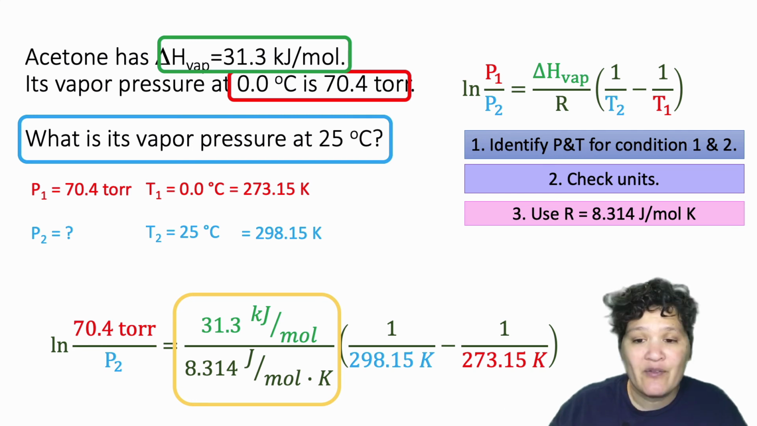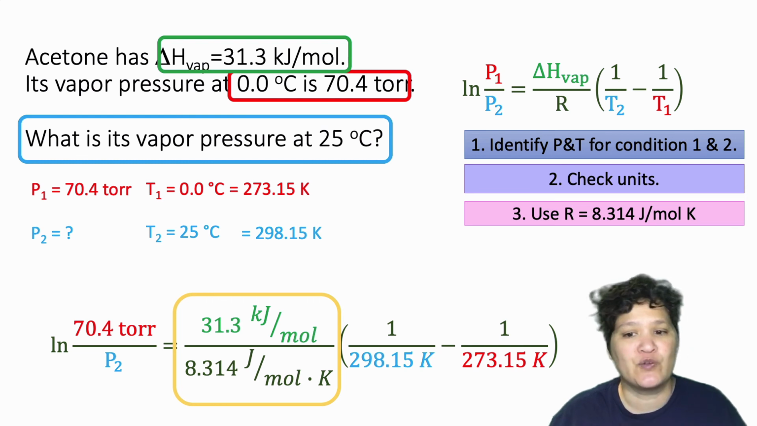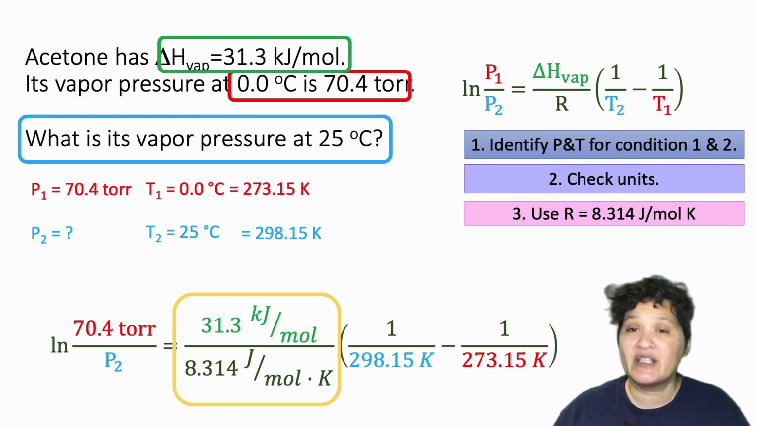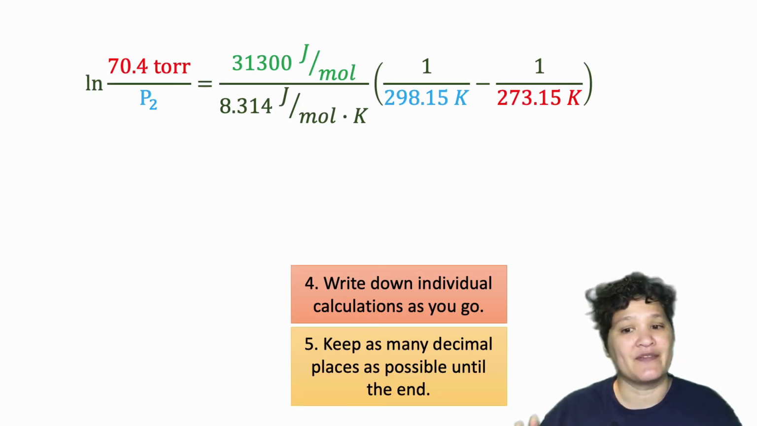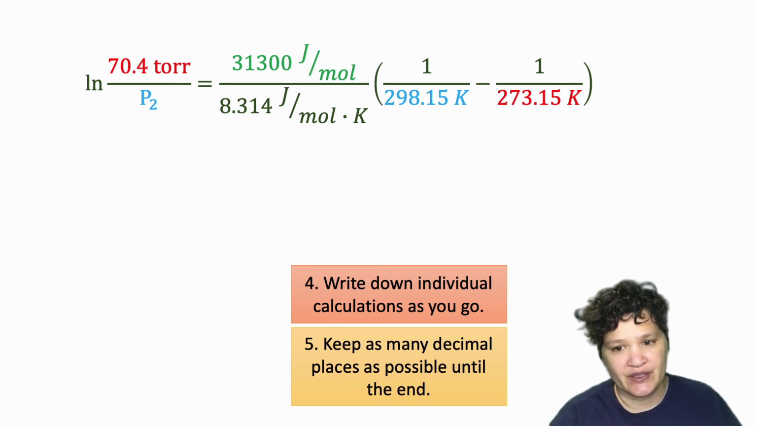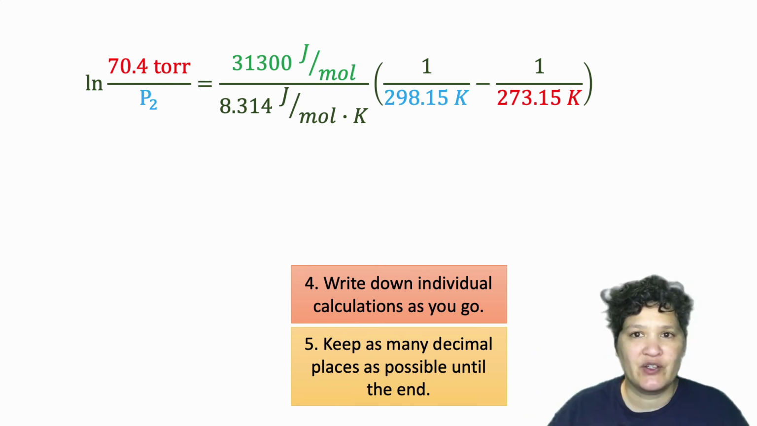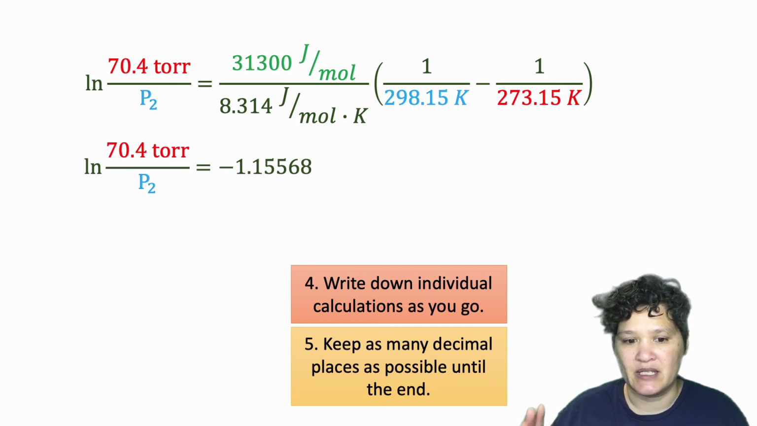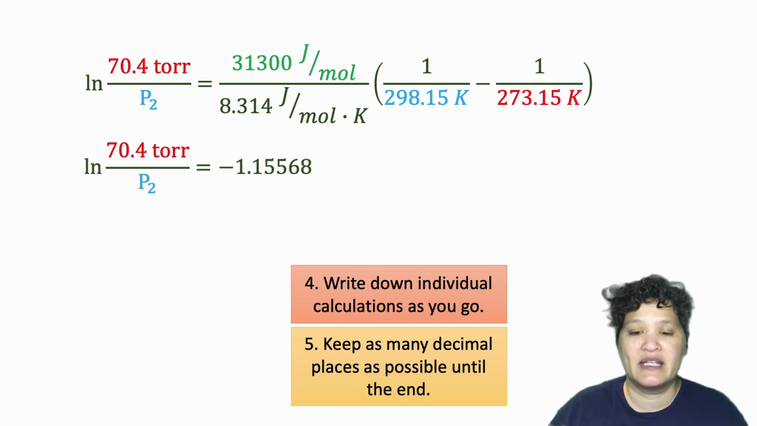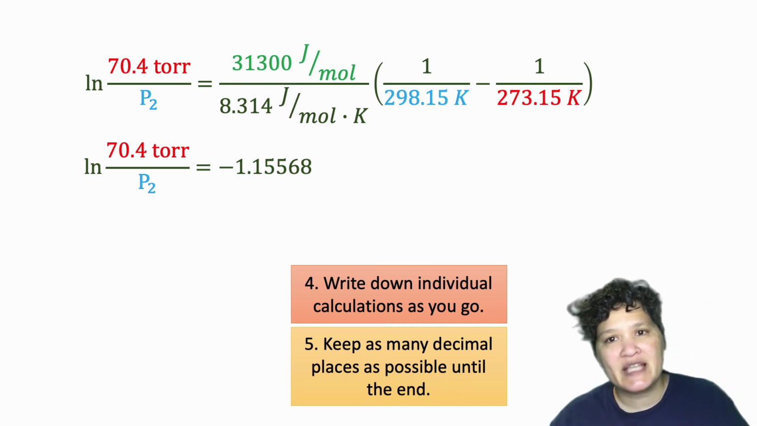And indeed, we have one here. Our heat of vaporization is in kilojoules, and our value of R is in joules. I'm going to convert the kilojoules into joules. That gives us this. And now I'm going to break out the calculator. I run everything on the right side first, and what I get is this. The natural log of the ratio of our pressures is equal to negative 1.15568.